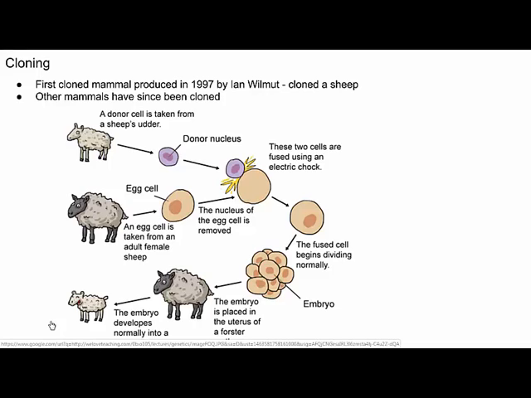Cloning. You heard of cloning? Cloning is a form of new genetic technology. A clone is just a genetic copy, basically an identical twin of an organism. The first cloned mammal was produced in 1997. It was a sheep. You know the sheep's name? Dolly. You guys still know that? Yeah. How do you know that? Okay. Yeah, Dolly was the cloned sheep, the first cloned sheep.